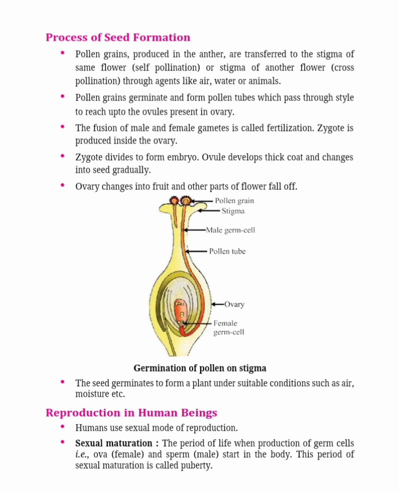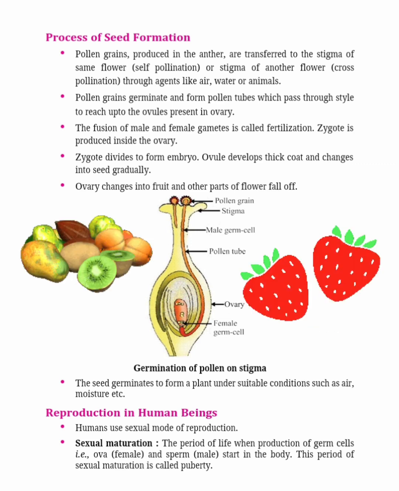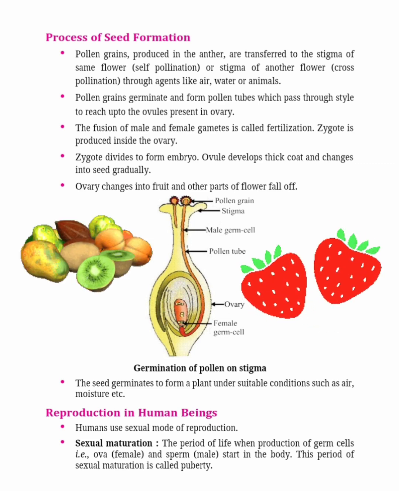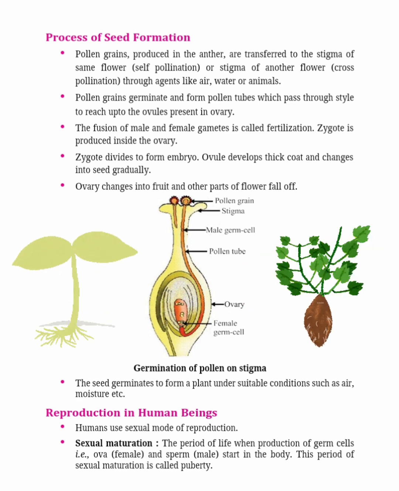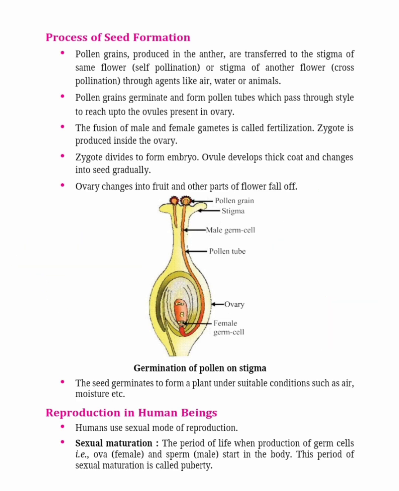The ovule develops a thick coat and changes into a seed gradually. So which part will become the seeds? These ovules. Next, the ovary will convert into fruit. Other parts of the flower will fall off or shrivel. The seed germinates to form a plant under suitable conditions such as air, moisture, sunlight, etc.